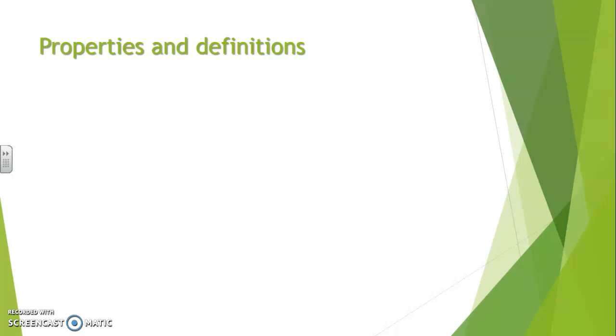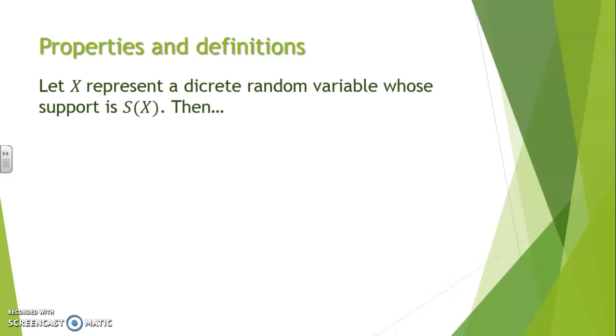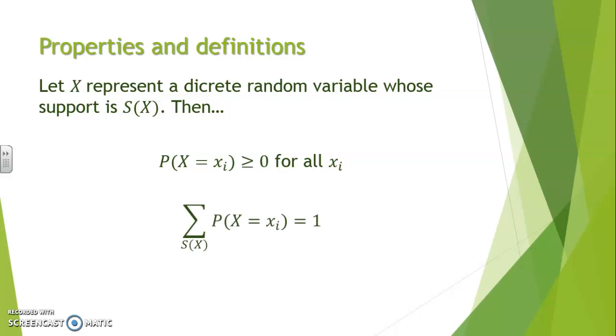Random variables have properties and definitions, and in the case of a discrete random variable whose support is s, then 2 things will definitely occur. The probability of any value found in the support will be greater or equal to 0. And the sum of all the probabilities for the elements in the support has to be 1.